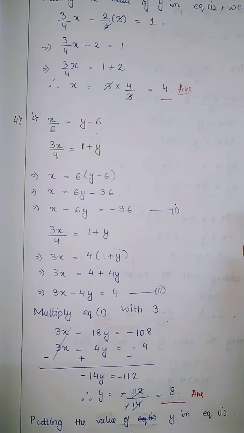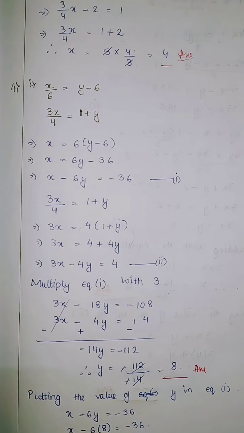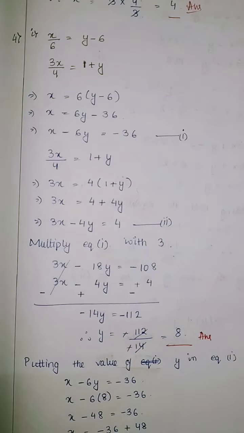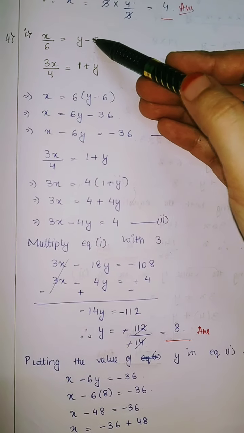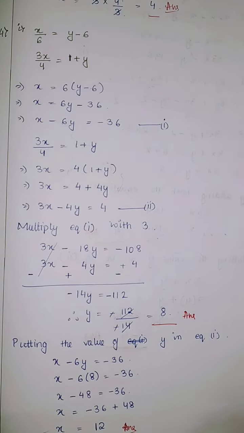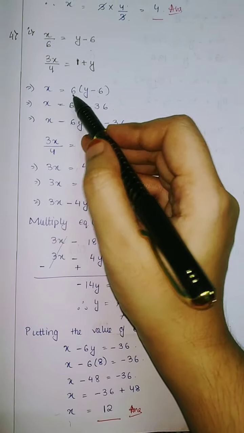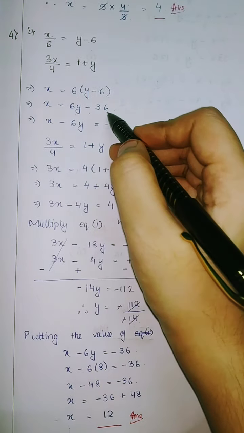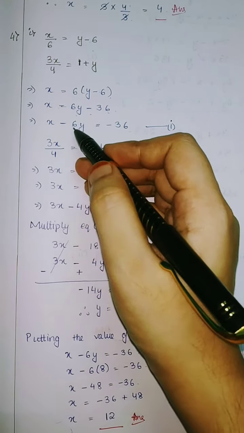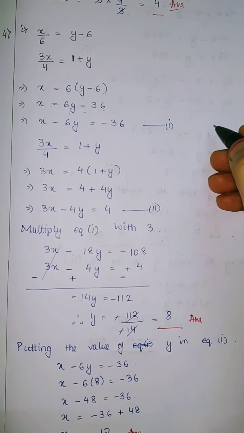Okay, question number 4, part 1. Here x by 6 is equal to y minus 6, and 3x by 4 is equal to 1 plus y is the question. So the first equation we can write as x is equal to 6 times (y minus 6). This 6 will be shifted to the other side, so it will be multiplied, and it will become 6y minus 36. Now 6y is shifting to this side, that will become x minus 6y is equal to minus 36. Okay, this is your equation number 1.